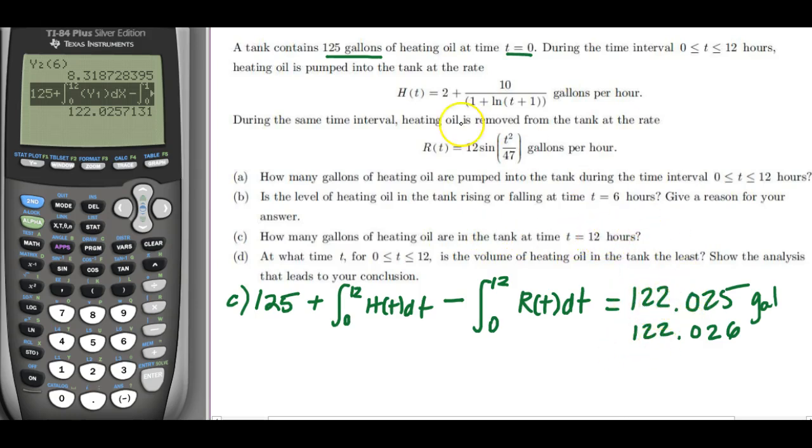So 122. So originally we had 125, so over the time frame it seems like definitely more came out than came in, because we ended up with less than we started out with.